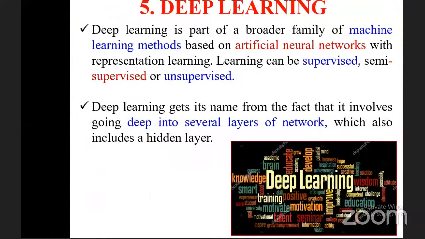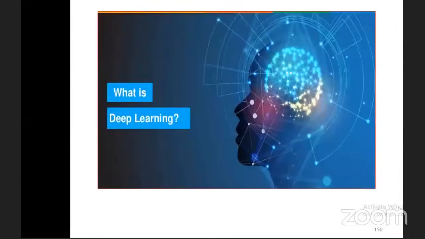My dear friends, now deep learning, the last concept. What is meant by deep learning? Learning from actionable data with deep observation. N number of hidden layers and input layers we are using. Deep learning gets its name from the fact that it involves going deep into several layers of a network, which also includes hidden layers. It is a sub-branch of machine learning. Machine learning is a sub-branch of artificial intelligence. Learning from observational data, learning from actionable data in a deep manner.